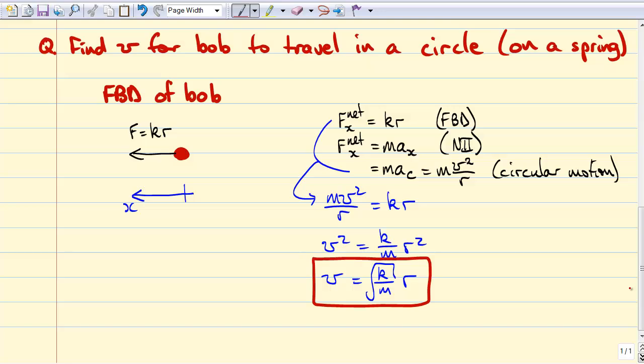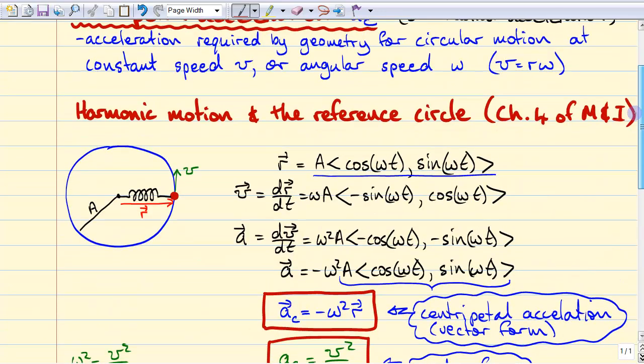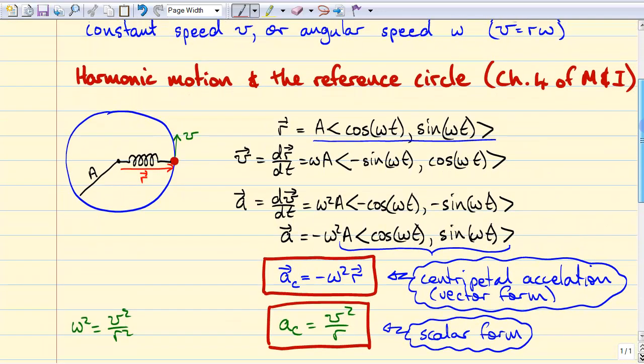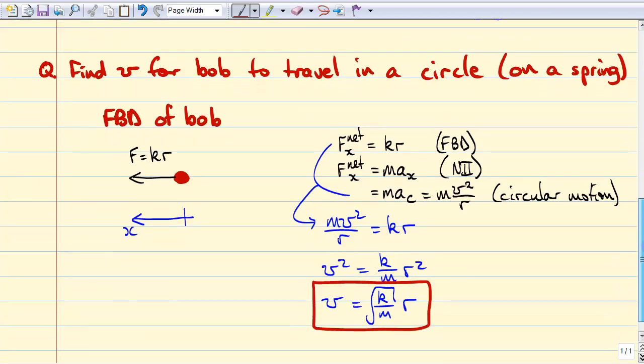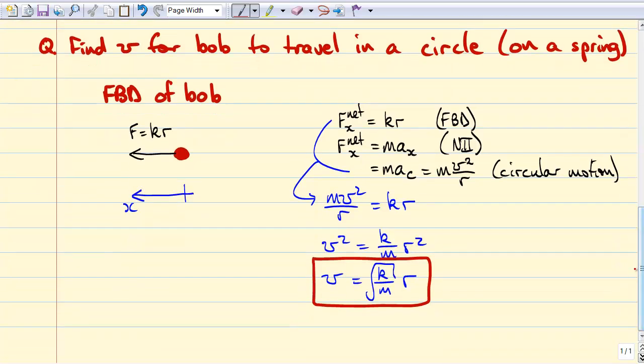Alright, so we've now introduced centripetal acceleration, described what it is, and we've done a sample problem. Hopefully that'll help you with the homework that's assigned for this week.